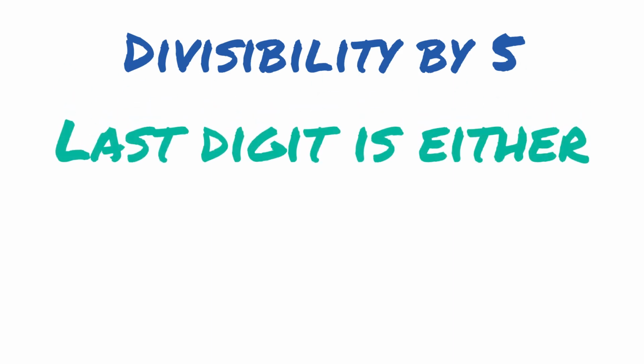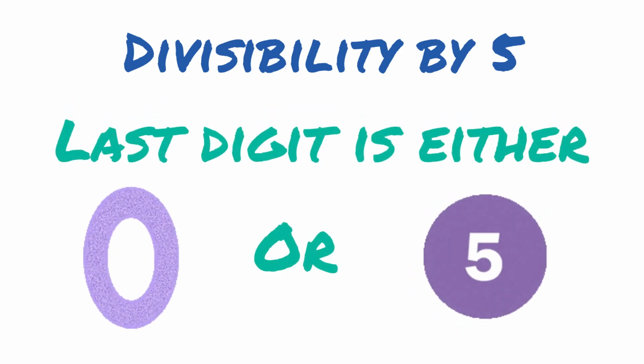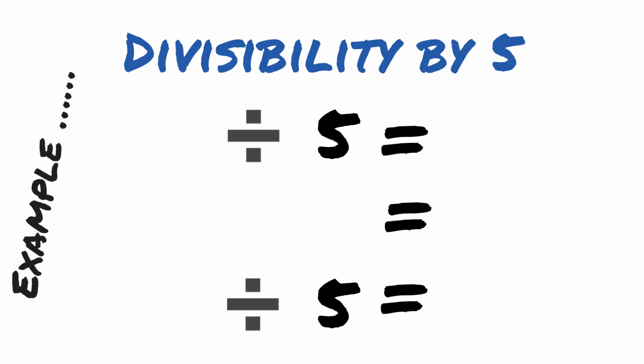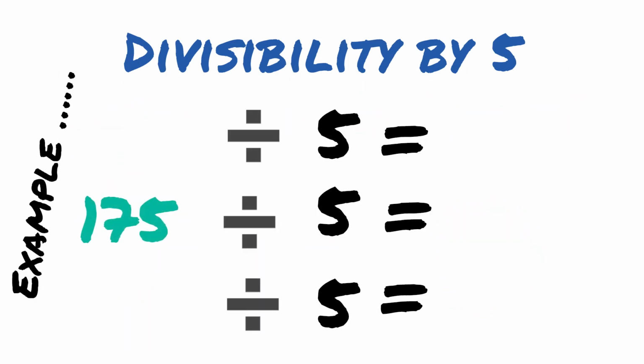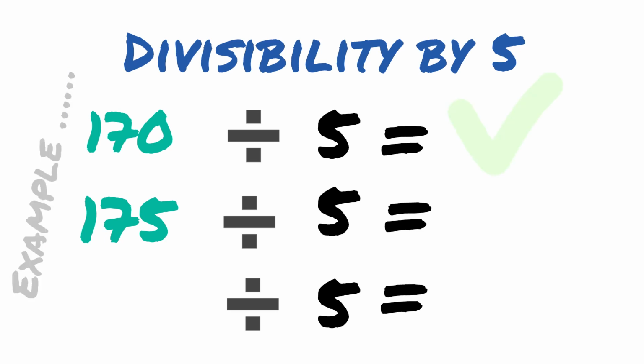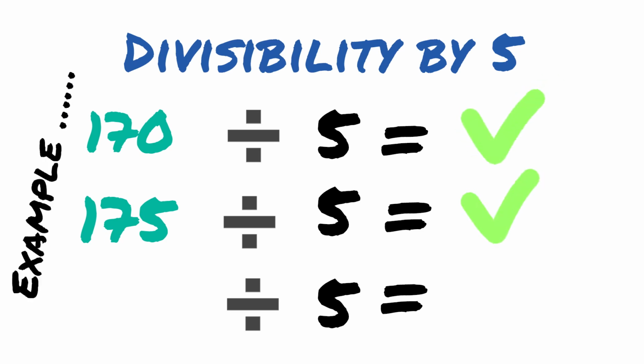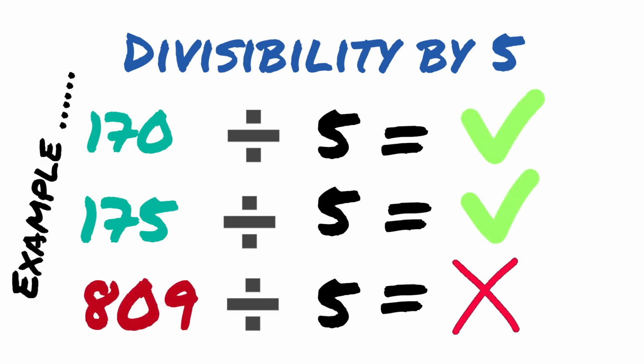Divisibility by 5. A number is divisible by 5 if its last digit is either 0 or 5. For example, 175 or 170 both can be divisible by 5, but not 809.